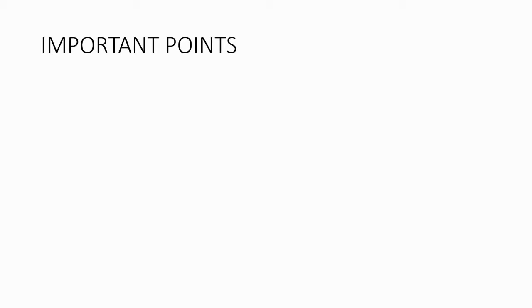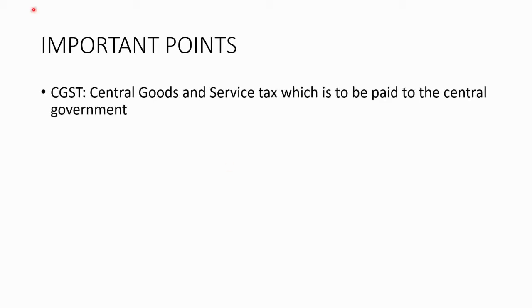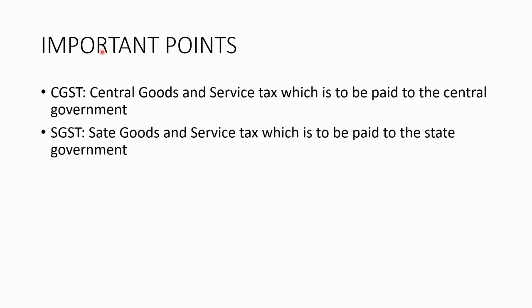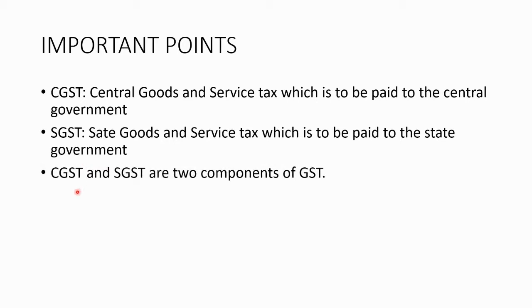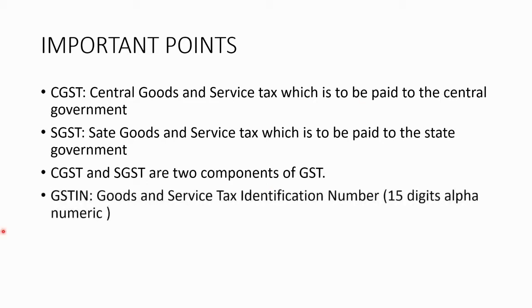Let us consider some important points. The first is CGST. The full form of CGST is Central Goods and Service Tax, and this tax is paid to the central government. The second is SGST, the State Goods and Service Tax, which is to be paid to the state government. CGST and SGST are two components of GST. GSTIN is also known as the Goods and Service Tax Identification Number. This is a 15-digit alphanumeric number.